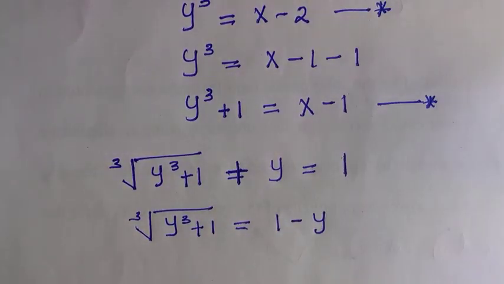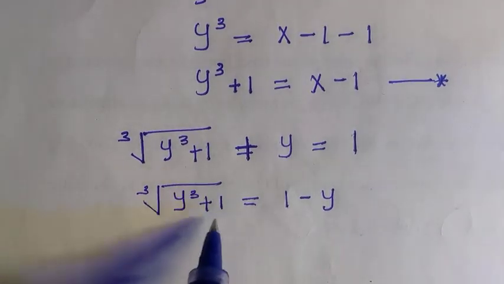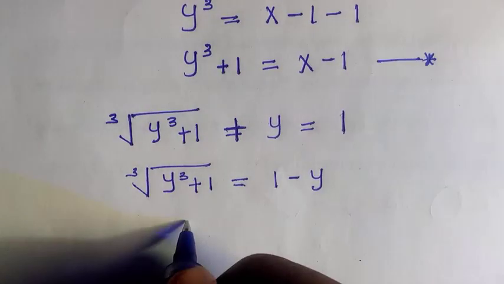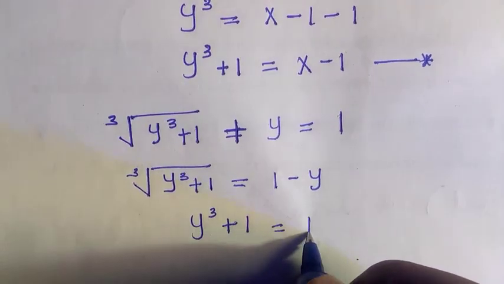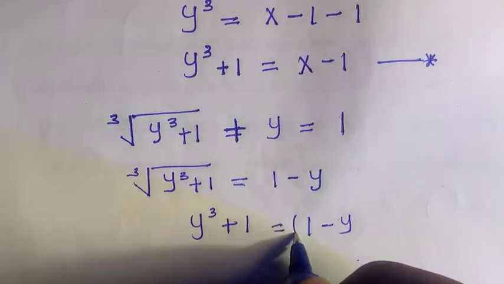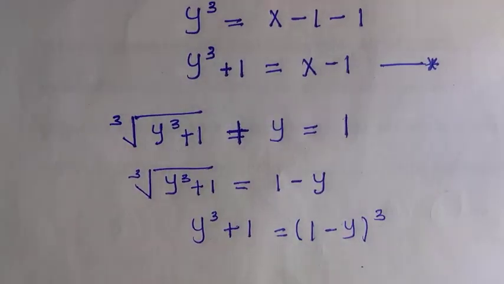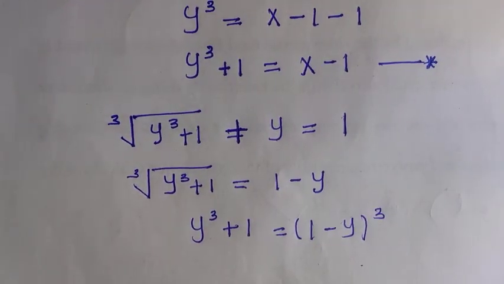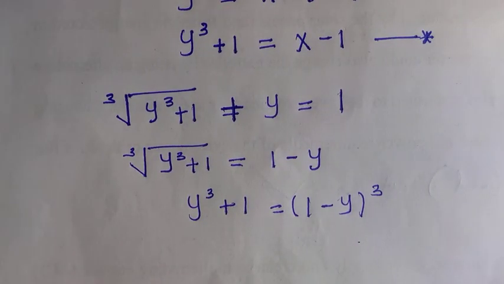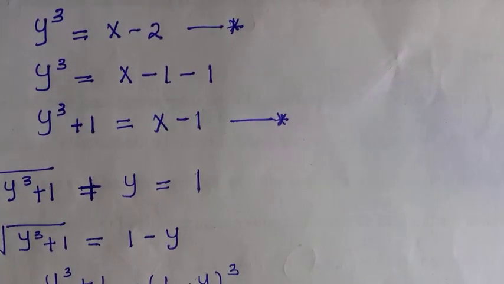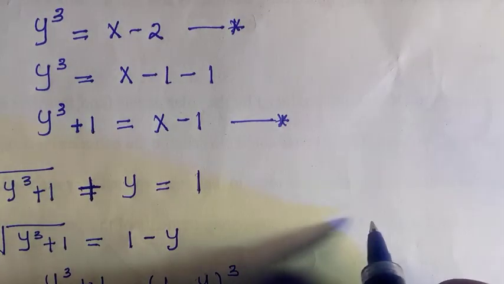Then, by taking the cube of both sides for the second time, we are going to have y cubed plus 1 equals 1 minus y all raised to power of 3. And we are going to expand the right hand side, but we are going to use the Pascal coefficient knowledge to deal with this.